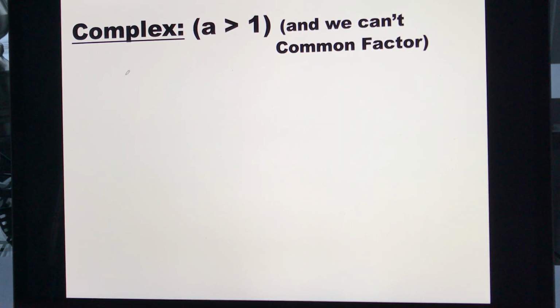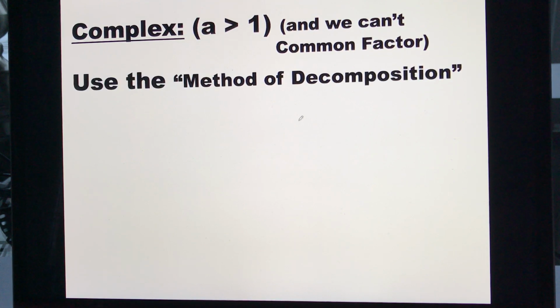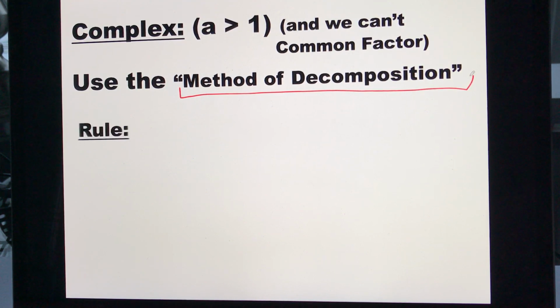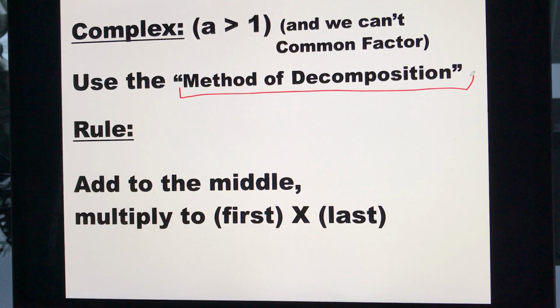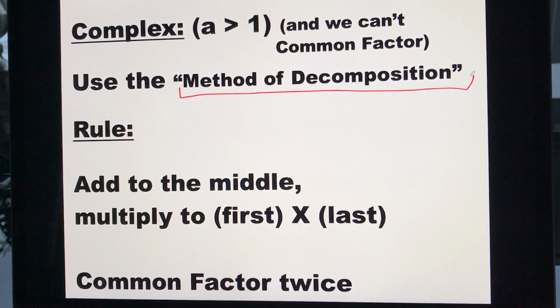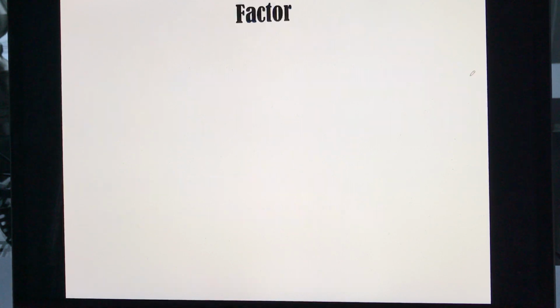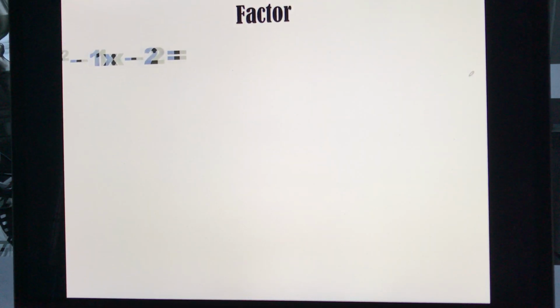Now, if I have a complex trinomial, that means the number out front is not 1, and I can't factor it out. So when I see a complex trinomial, we're going to use what's called the method of decomposition. And the rule for this is we need to find two numbers that add to the middle and multiply to the first times the last. And then we common factor twice. Let's try a few examples.